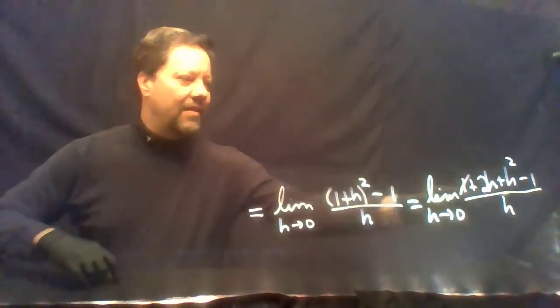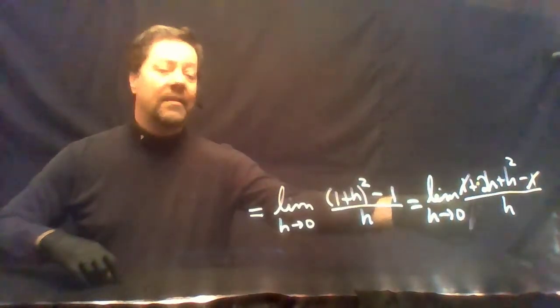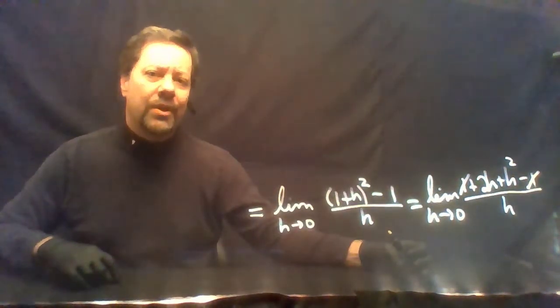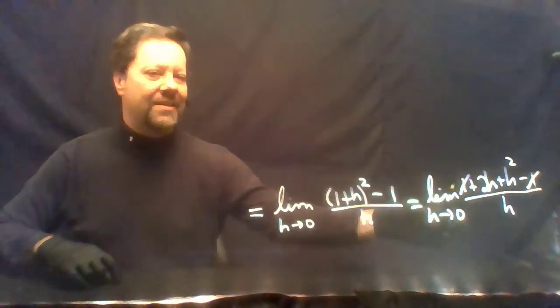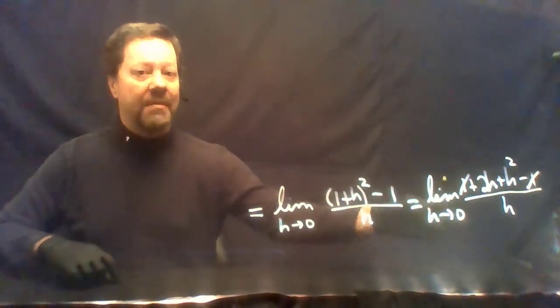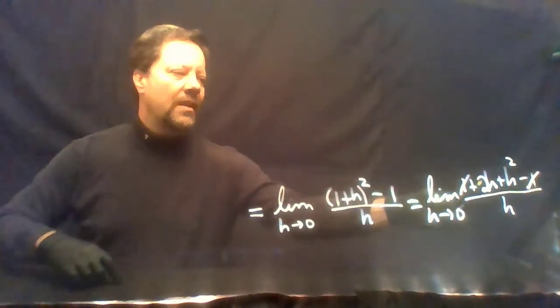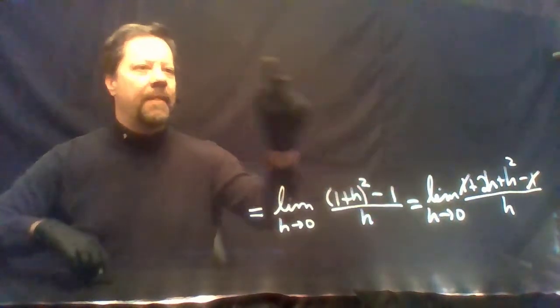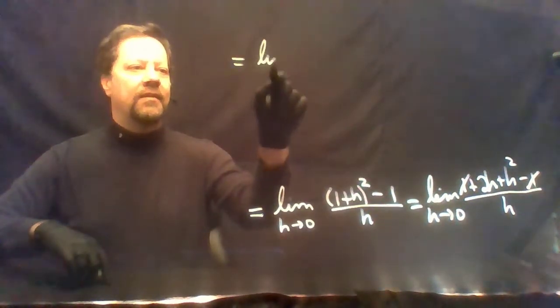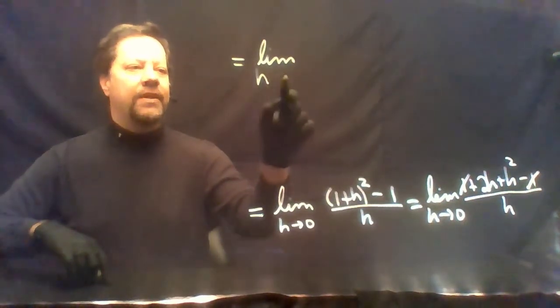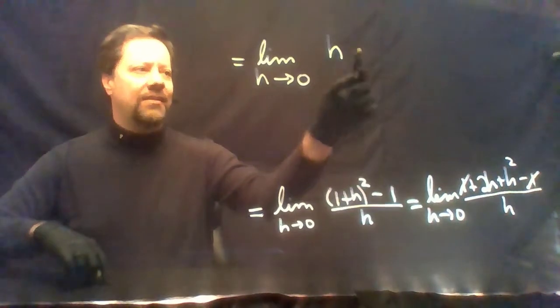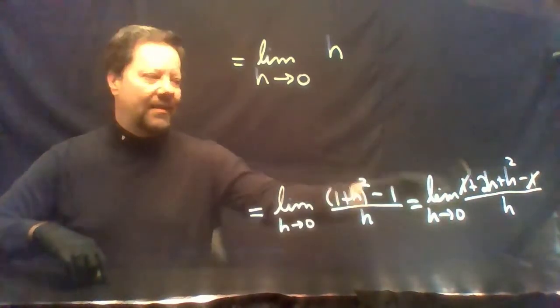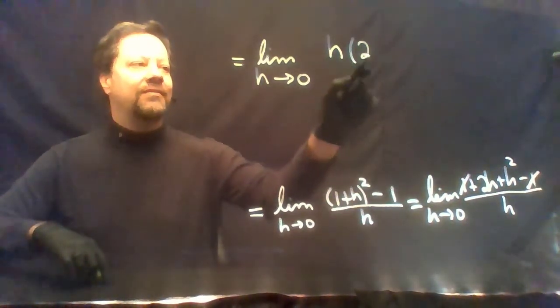As you can see, the ones cancel. Now we're left with two terms in the numerator. Terms are separated by plus or minus. Factors are separated by times. We have two terms in the numerator, both of which have a common factor of h. I'll factor the h out.